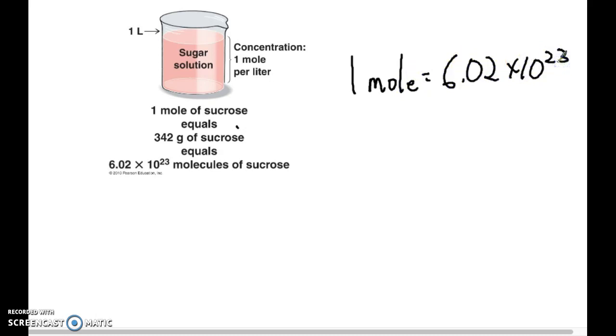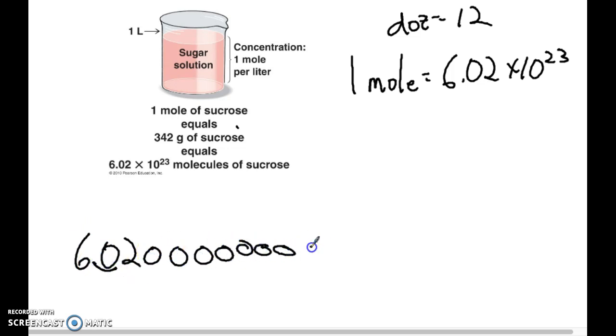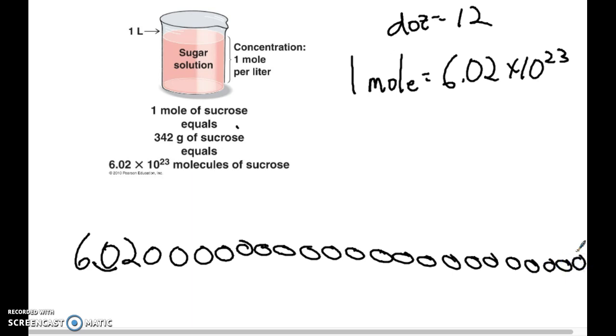In the same way, we might say that a dozen is equal to 12 of something, and I could have a dozen desks or a dozen students or a dozen anything, cars, whatever. A mole is the same kind of thing. It's talking about that many of something: 6.02 times 10 to the 23rd. How much is that? Well, 6.02, we move the decimal 1, 2, 3, 4, 5, 6, 7, 8, 9, 10, 11, 12, 13, 14, 15, 16, 17, up to 23, if I counted correctly. No decimal anymore. We're just saying that's how much of something we have. That's a bunch of something.